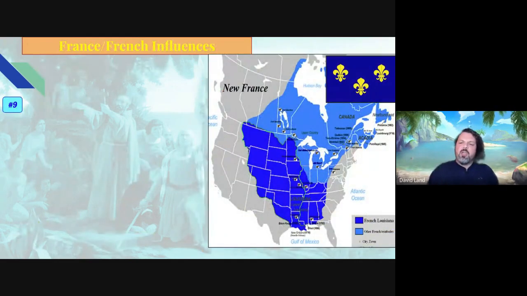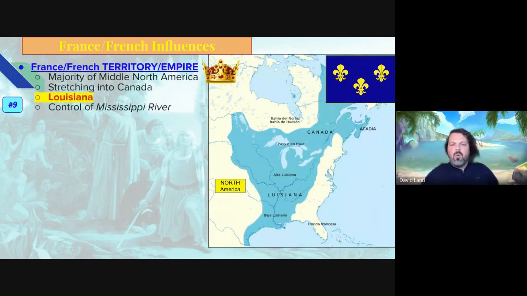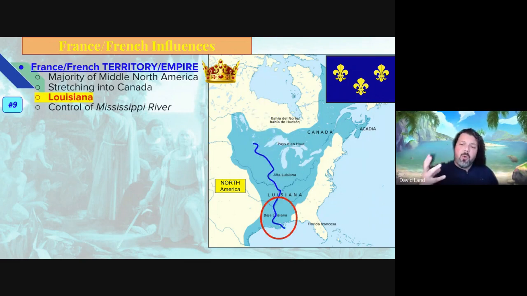Now let's switch gears and go over to the French side of the influences on the New World. Now, looking at this map, you can see that France, the blue section there, this is New France, controls a lot of the Middle Americas and even into Canada. So when we look at the French influences, the French explorers really took control of Middle America. Louisiana was a state that they had heavy influence on. They controlled something that was very important to transportation, the Mississippi River. That river is mightily important, and France controlled it for a long portion of their time in the New World.